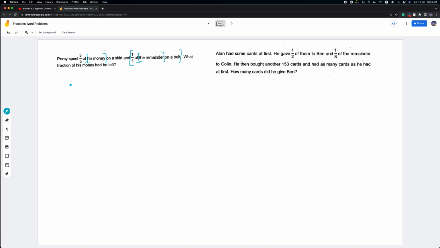Okay, so let's draw the model for the first fraction. So again, denominator is the total. Alright, so we cut 1, 2, 3, 4. So we have 3 units on shirt. Okay, so let's do the shirt here. So this is on shirt. Okay, 3 units. Again, if you want to shade this, no problem.